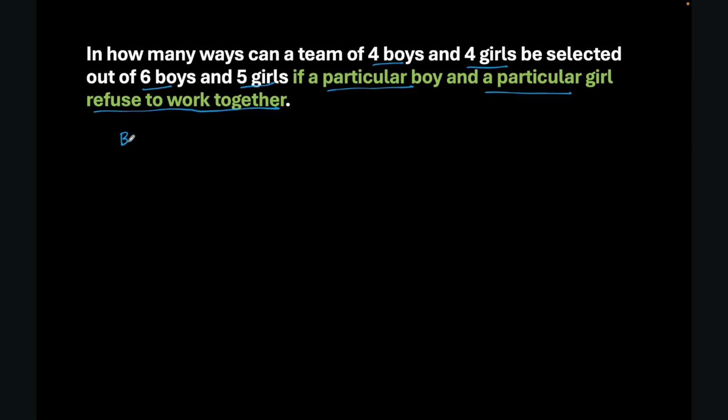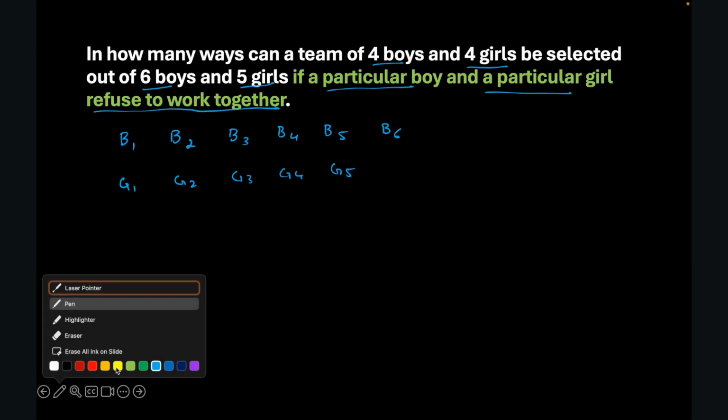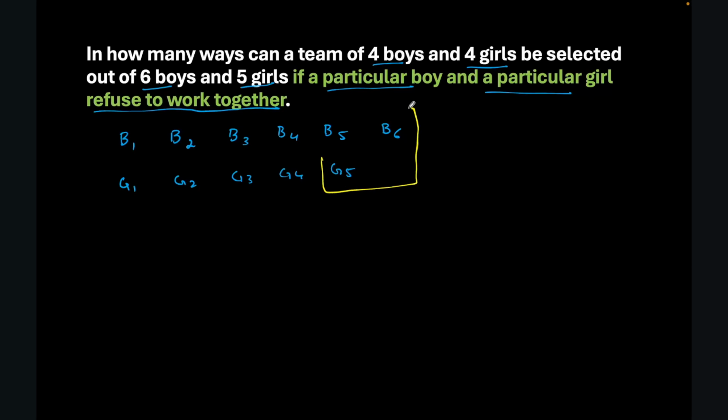Okay, let's say we have boy 1, boy 2, boy 3, boy 4, boy 5, and boy 6. And we have girl 1, girl 2, girl 3, girl 4, girl 5. Let's say for instance that boy 6 and girl 5 are brothers and sisters, and they don't want to work together because they're brothers and sisters. You know, it happens sometimes. Okay, I'll just change the color, take yellow. Let's say that boy 6 and girl 5 don't want to work together because they are siblings.